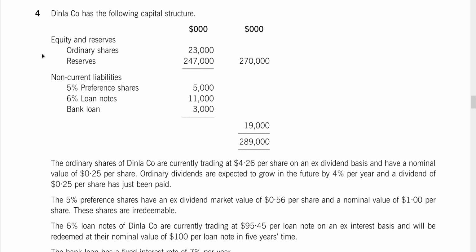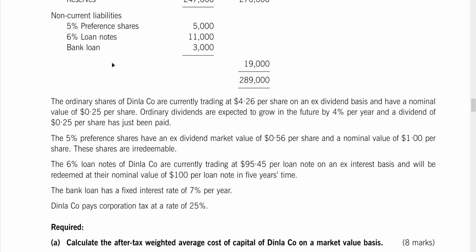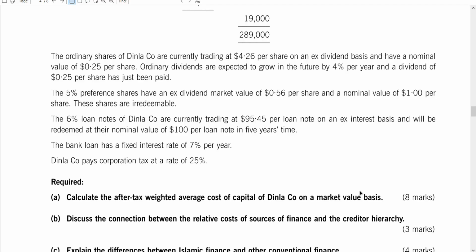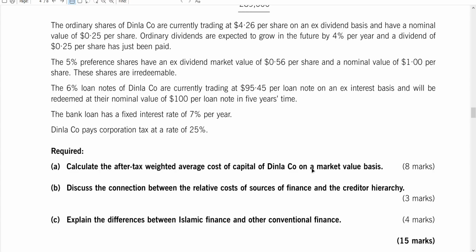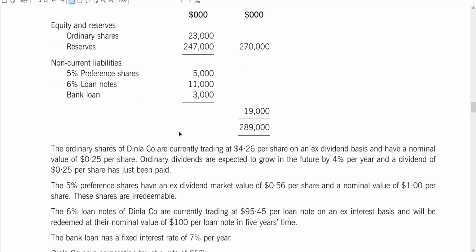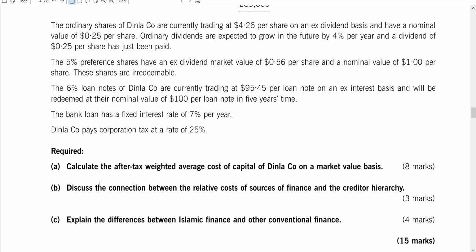Okay, let's do this question. This is Dinla company, weighted average cost of capital. The requirement is to calculate the after-tax weighted average cost of capital of Dinla company on a market value basis. The question gives ordinary shares 23 million, 5% preferred shares 5 million, 6% loan notes 11 million, and bank loan 3 million.